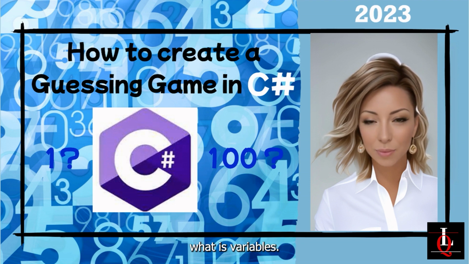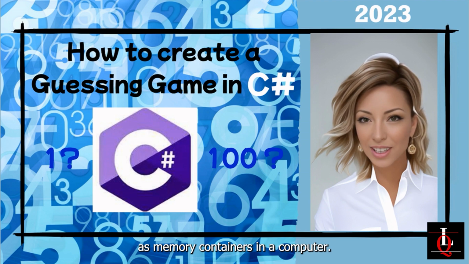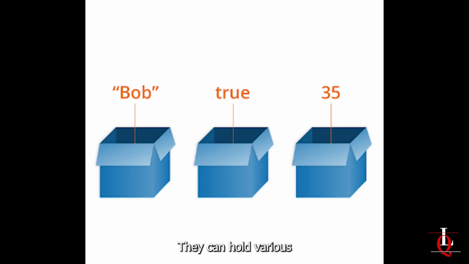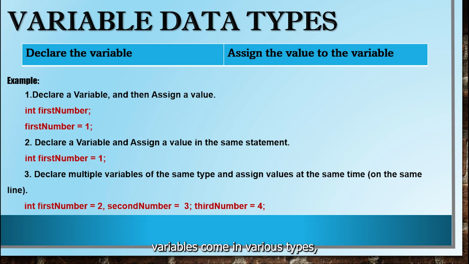Firstly, we need to understand what variables are. Variables act as memory containers in a computer. They can hold various data types such as numbers, words, true or false values, and more. These containers enable you to store and work with data during the program's execution, making it flexible for use and reuse as required. In C#, variables come in various types, and there are multiple ways to assign values to them.